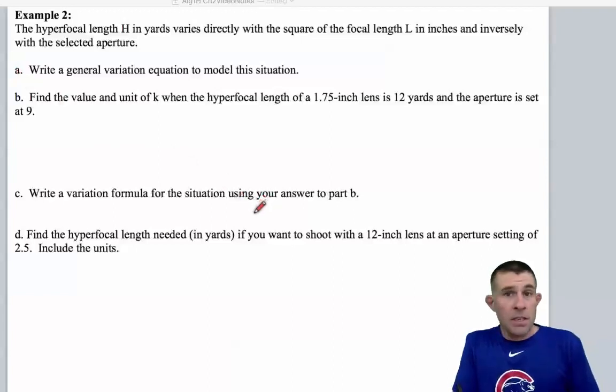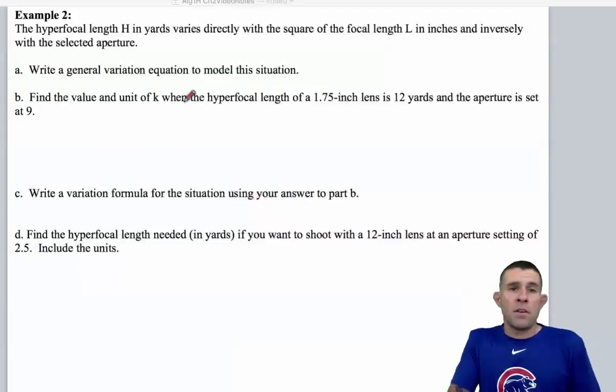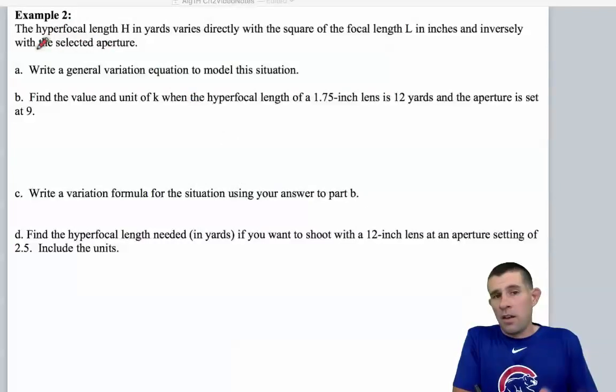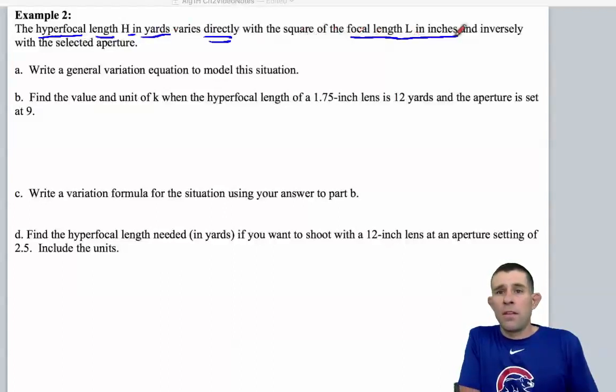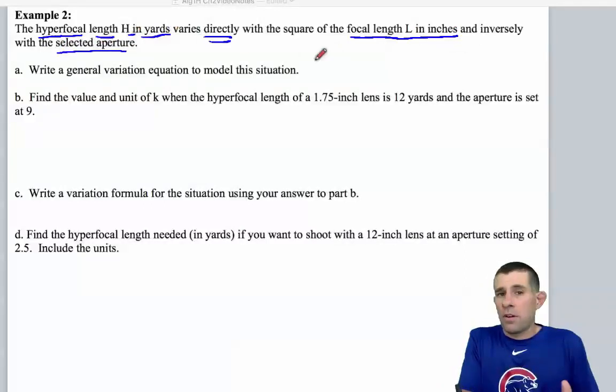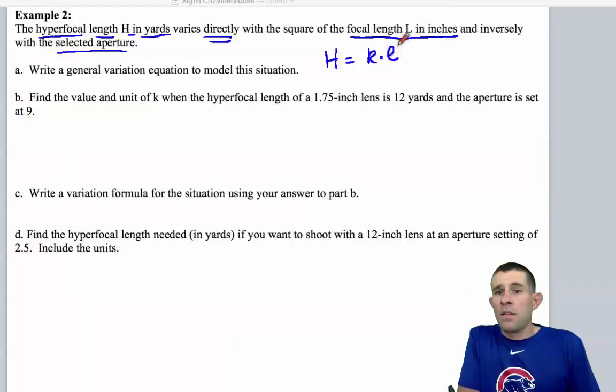All right, in our second example, we have again another combined variation equation. We see that the hyperfocal length h in yards varies directly with the square of the focal length L in inches, and inversely with the selected aperture for our camera. We want to write a general variation equation to model this situation. So we see that h varies directly with the square of the focal length. So k times L squared.